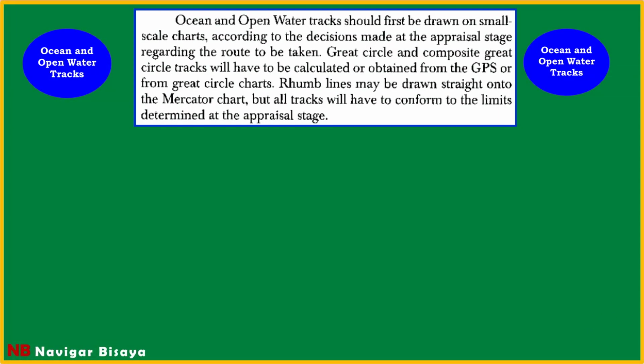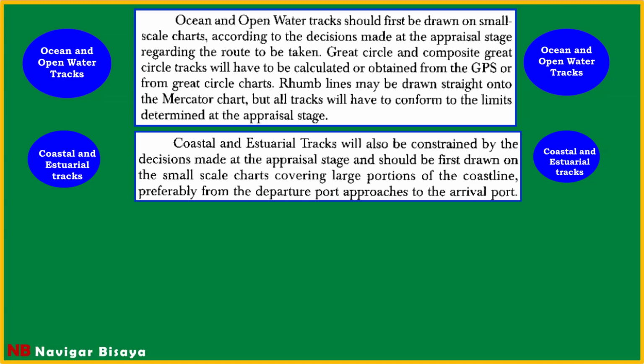Ocean and open water tracks should first be drawn on small-scale charts according to the decision made at the appraisal stage regarding the route to be taken. Great circle and composite great circle tracks will have to be calculated or obtained from the GPS or from the great circle chart. Rhumb lines may be drawn straight onto the Mercator chart, but all tracks will have to conform to the limits set at the appraisal stage.